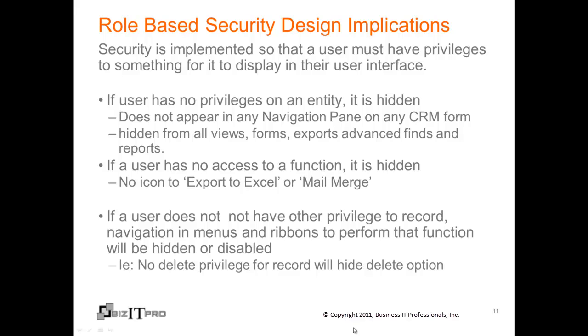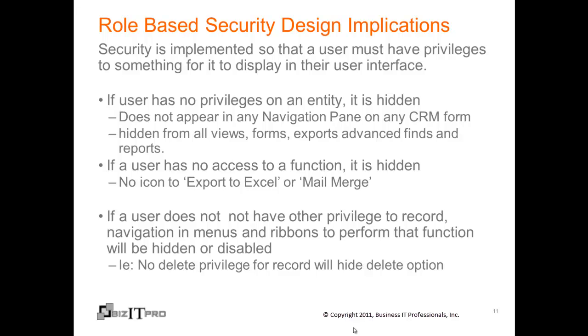Role-based security design implications. Security is implemented so that a user must have privileges to something for it to be displayed within their user interface. For example, if a user has no privileges for a specific entity, it's hidden from their UI. It would not appear in their navigation pane on any CRM form, and it's also hidden from all views, forms, exports, advanced finds, and reports. Also, if a user is not granted access to a particular function, such as export to Excel or mail merge, the icons to access that function will not be displayed in their user interface.